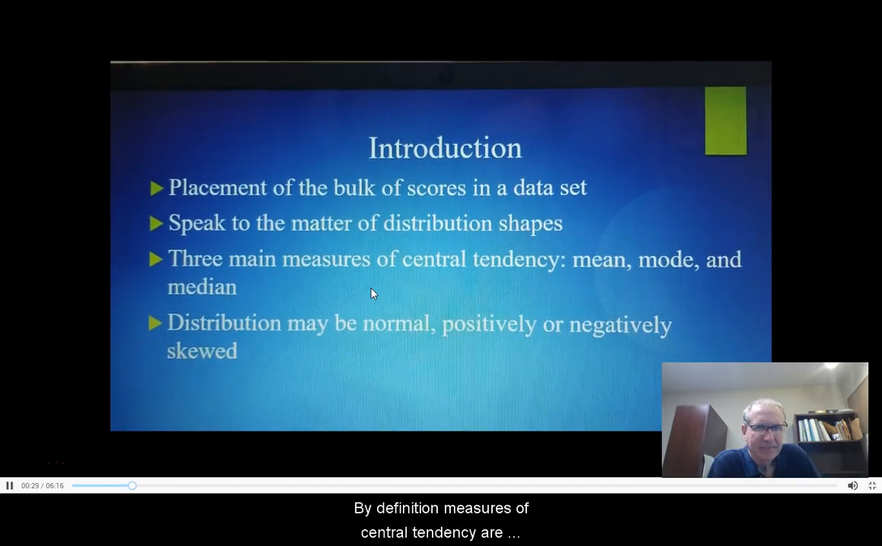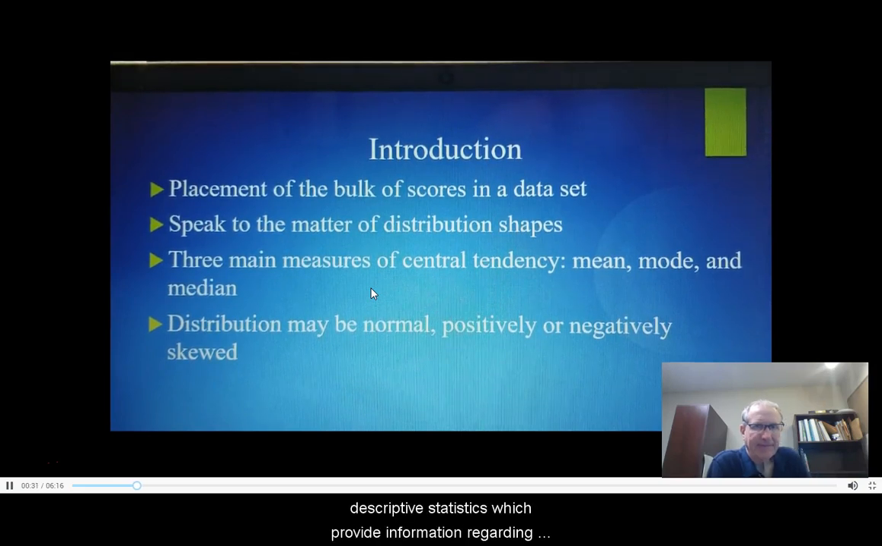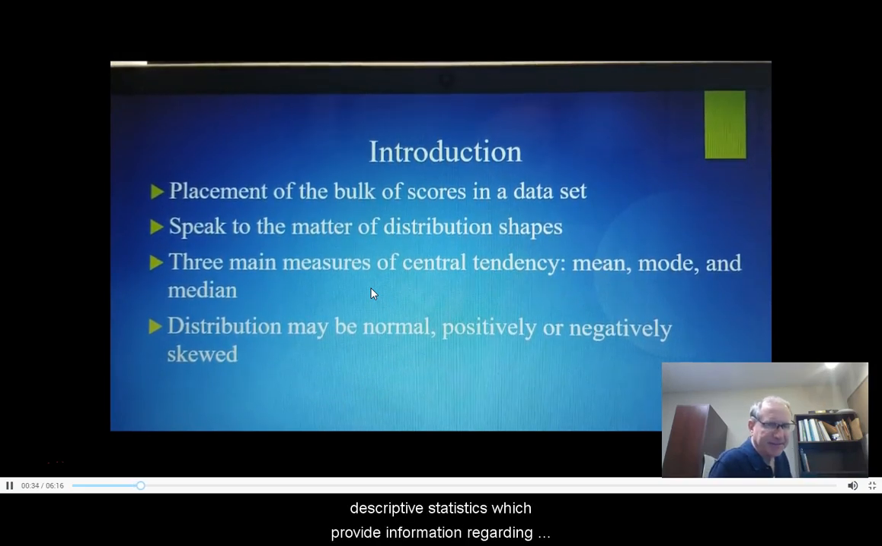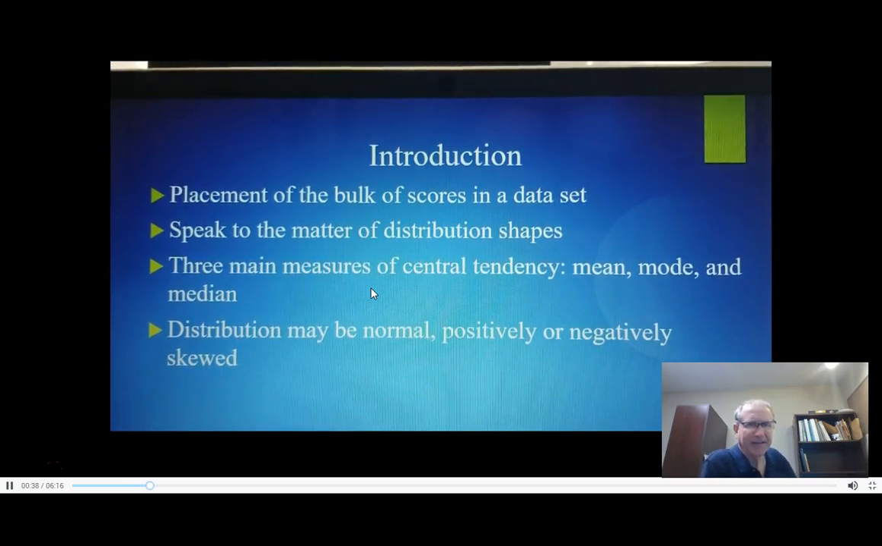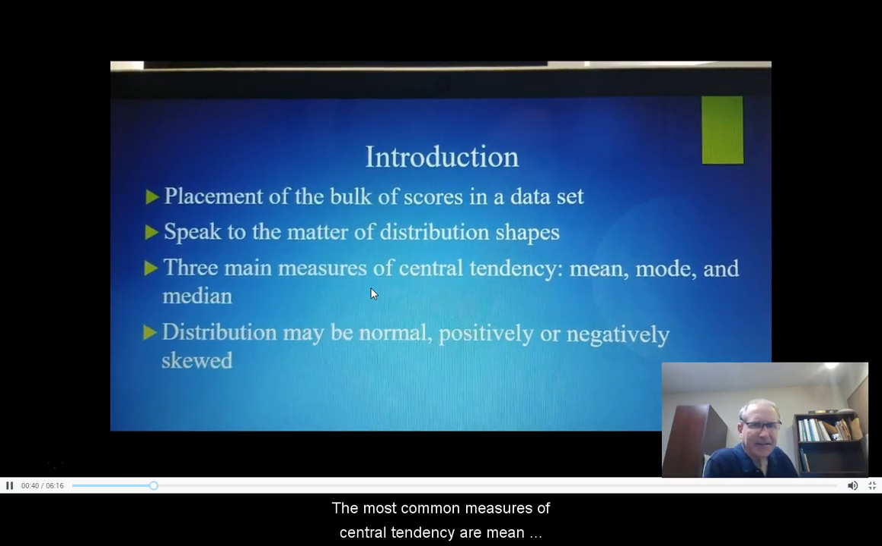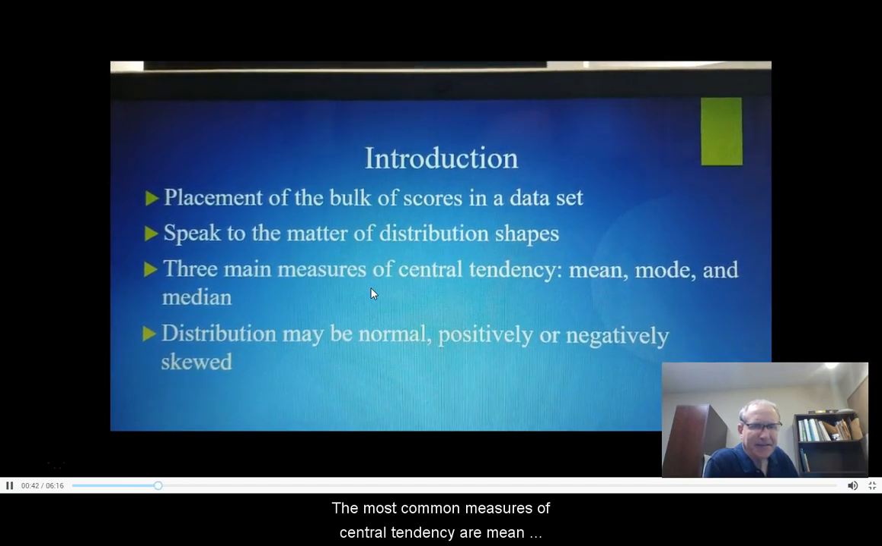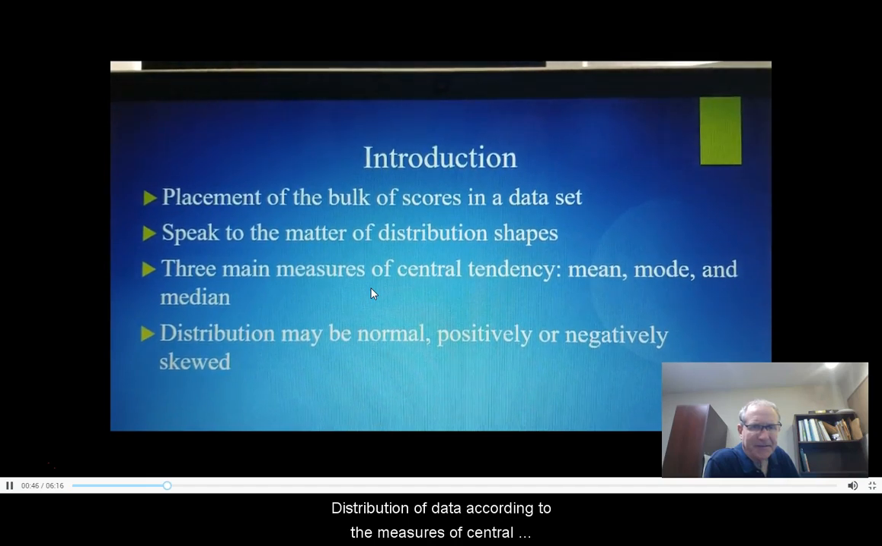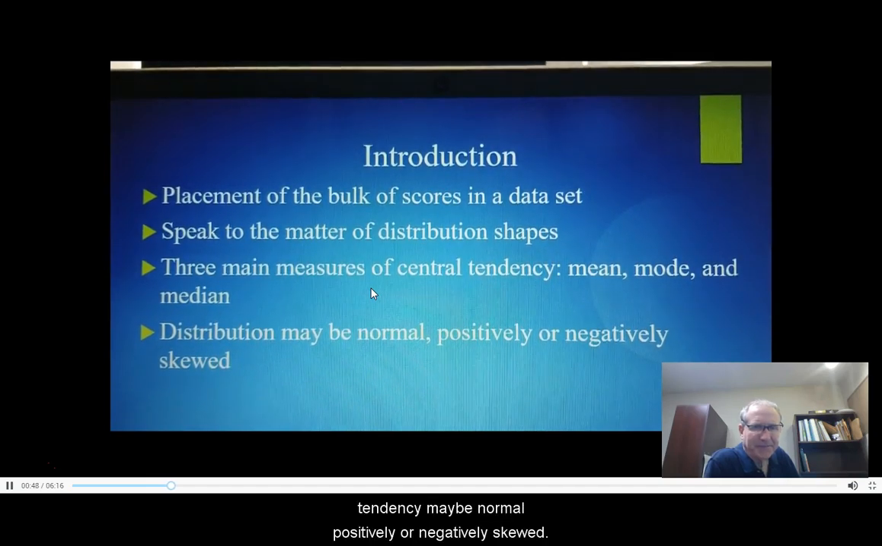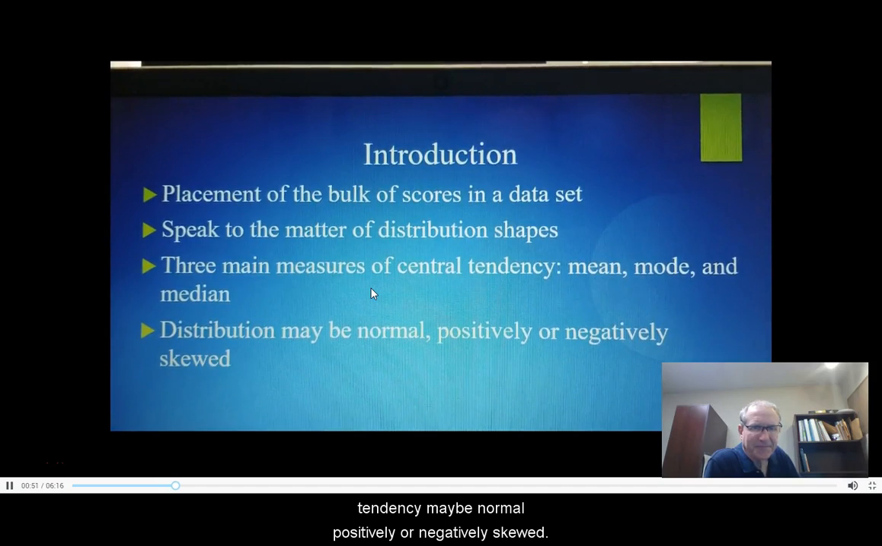By definition, measures of central tendency are descriptive statistics which provide information regarding the clustering of the scores in a particular data set. The most common measures of central tendency are mean, mode, and median. Distribution of data according to the measures of central tendency may be normal, positively, or negatively skewed.